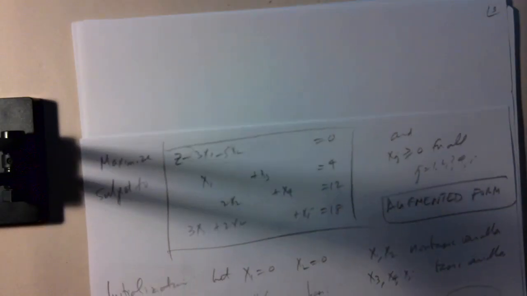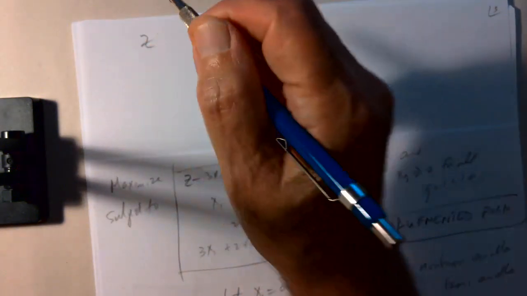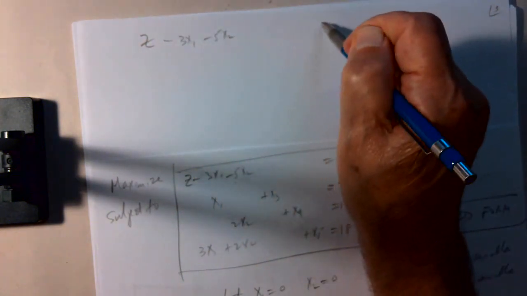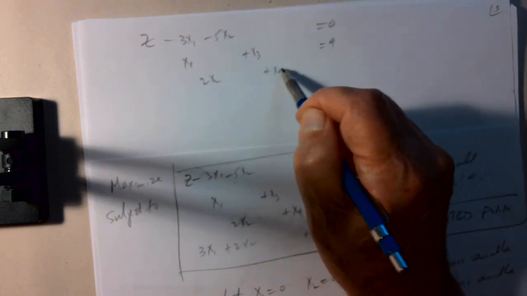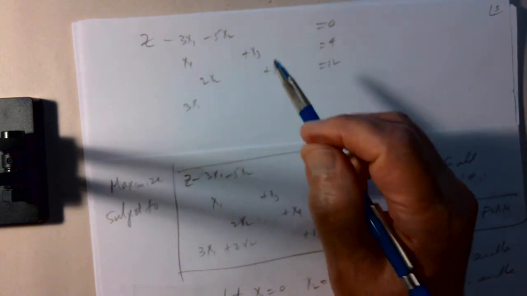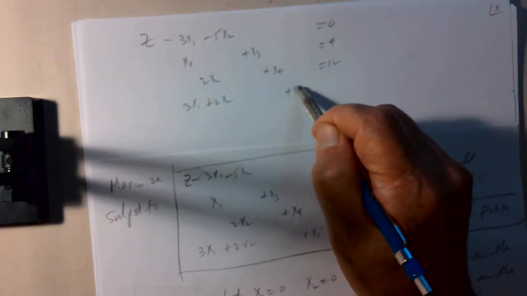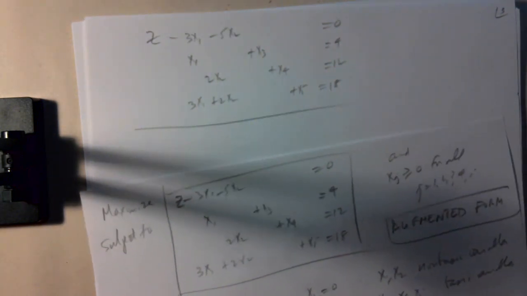So let me write the equations again over here. We have z minus 3x1 minus 5x2 equals 0. x1 plus x3 equals 4. 2x2 plus x4 equals 12. 3x1 plus 2x2 plus x5 equals 18, and the non-negativity conditions.